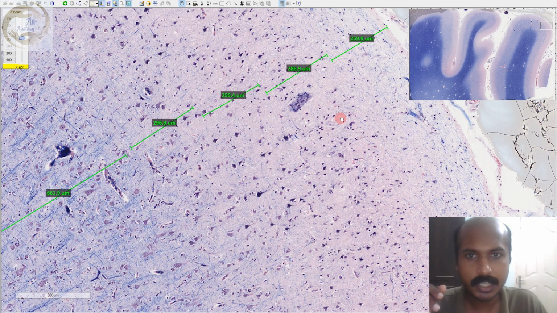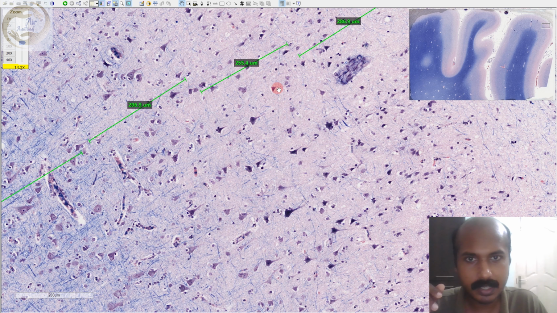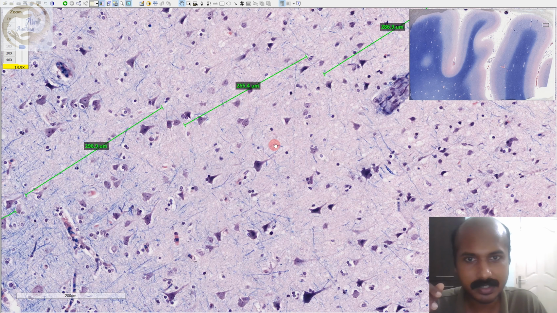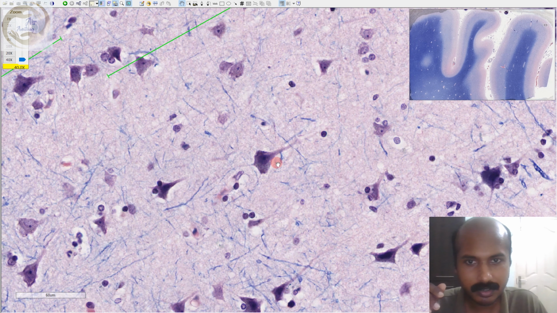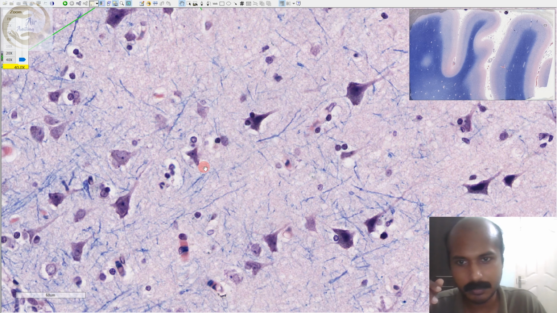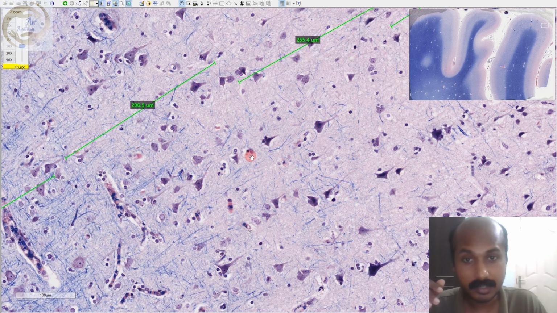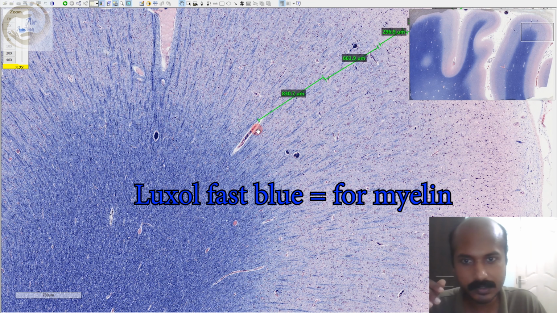Now deep to that you have the outer pyramidal layer. You can see a pyramidal cell over here, with the classic isosceles triangle look. You have basal dendrites here, and this is the apical dendrite. The distal axons will take the myelin stain. I forgot to mention the stain here. This should be a Nissl as well as a Luxol fast blue.